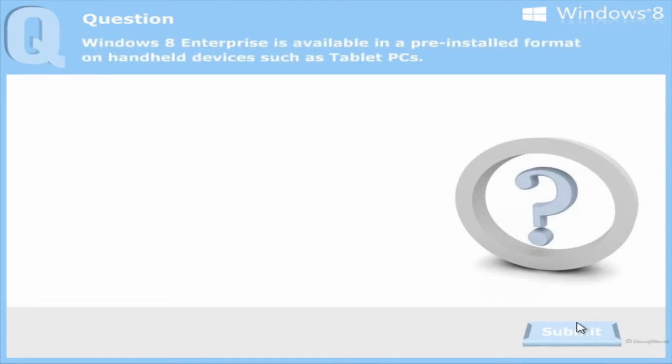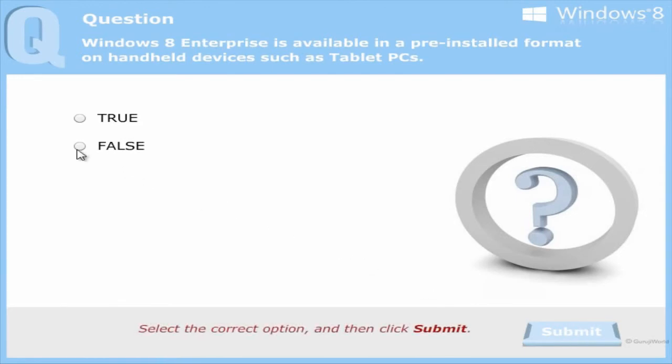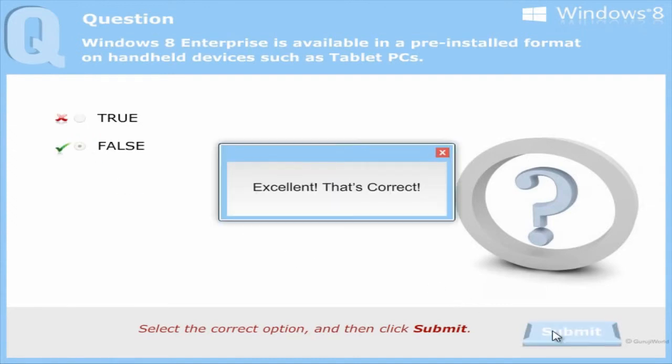Question: Windows 8 Enterprise is available in a pre-installed format on handheld devices such as tablet PCs. True? False? Select the correct option and then click Submit. Excellent, that's correct.